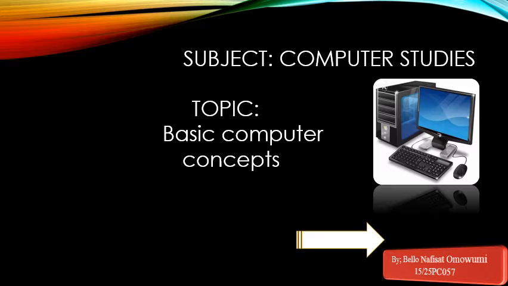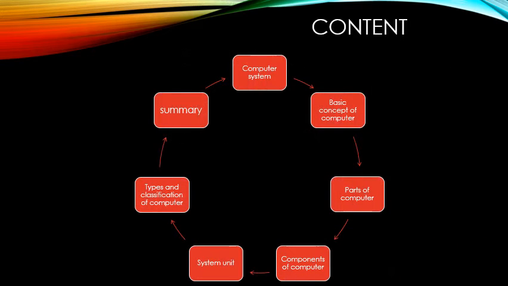In this topic, we're going to be talking about the basic computer concepts and all other things that have to do with computers, the types of computers according to generation and their classification. The content will revolve around these concepts. We'll have the first one to be the computer system, going to the basic concept of computer, which will go to parts of computer, components of computer, system units, types of classification of computer, and then we'll go to summary.